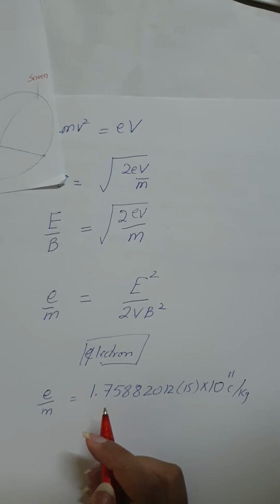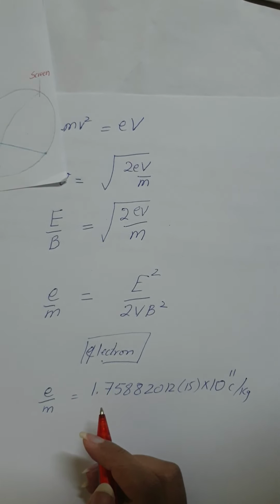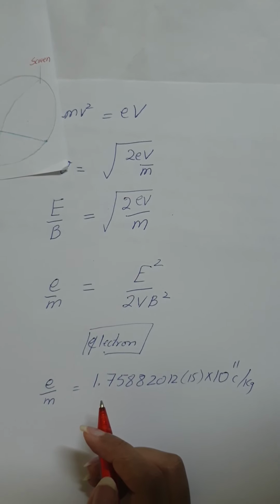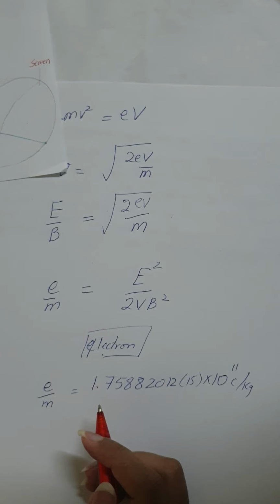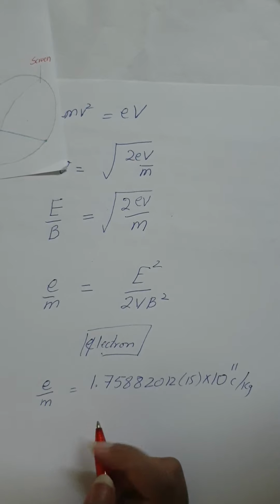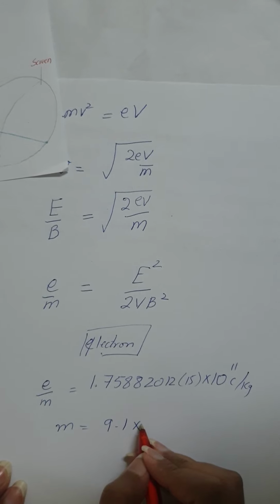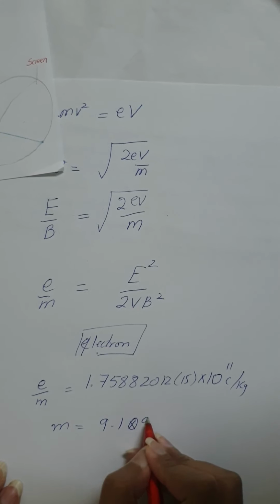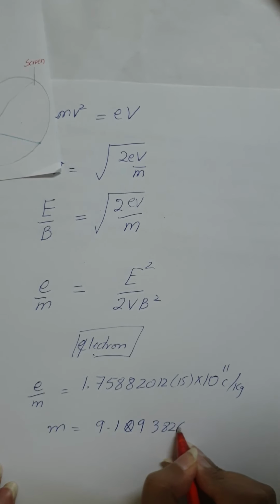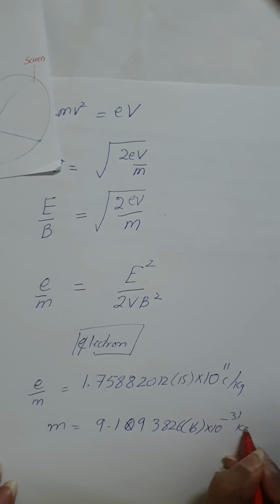And after 15 years of Thomson's experiment, Robert Millikan succeeded in measuring the charge of the electron very precisely, and this value together with the value of e/m enables us to determine the mass of the electron. So the most precise value available at present for the mass of the electron is 9.1093826 into 10 raised to power minus 31 kg.